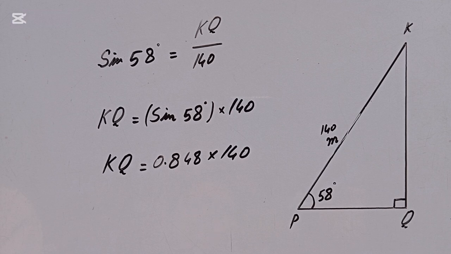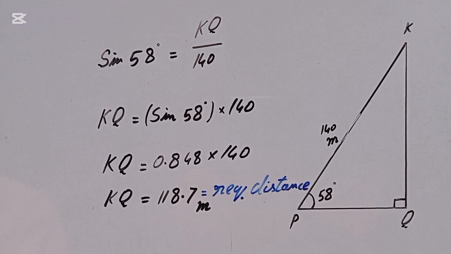Now sine 58 degrees is 0.848, multiplied by 140 results in KQ, the vertical distance between the hand of the kite flyer and the kite. KQ results in 118.7 meters, which is the vertical distance of the hand from the kite. Using the trigonometric ratio, we have found the vertical distance between the hand and the kite.